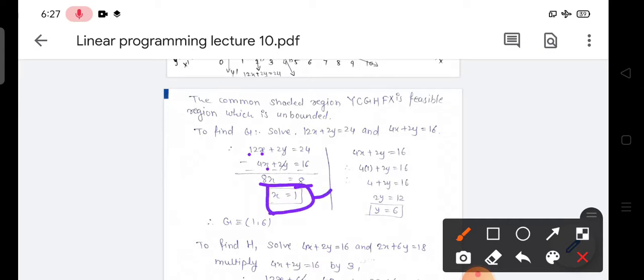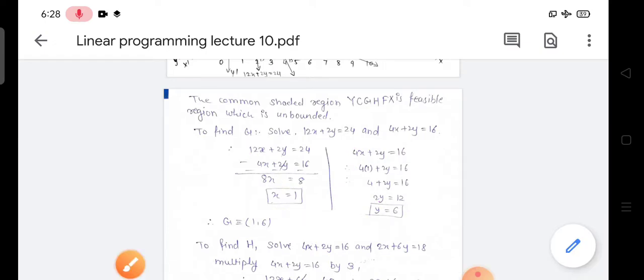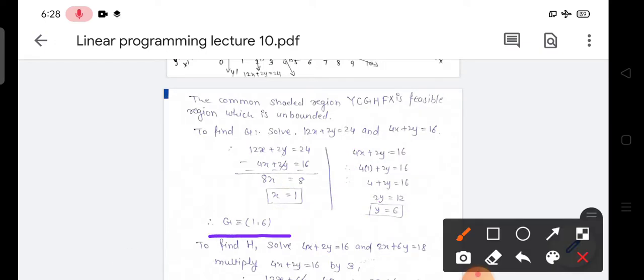Okay, put this x value in any one of the equations. I will put it in the second. So 4x plus 2y equals 16, 4 plus 2y equals 16. So we'll get the y value 6. Hence the G point is 1, 6.